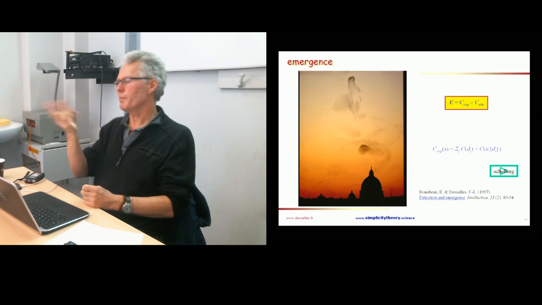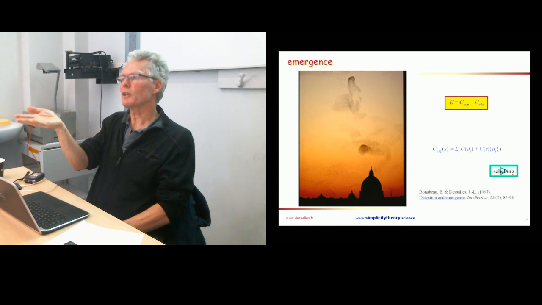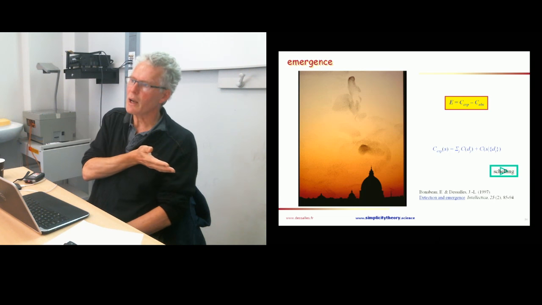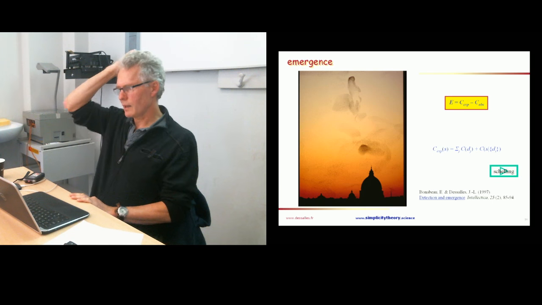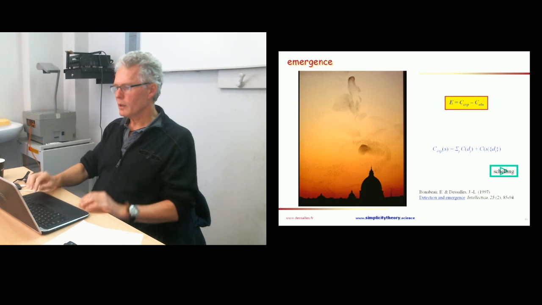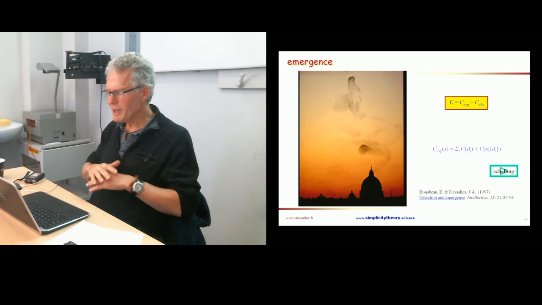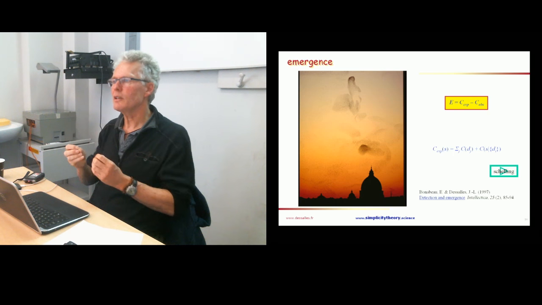But the two are neighbors. Shannon is about coding. Kolmogorov complexity is about coding as well. So the two notions are neighbors. And in this case, as compared to entropy, complexity says you eliminate any redundancy you might find.